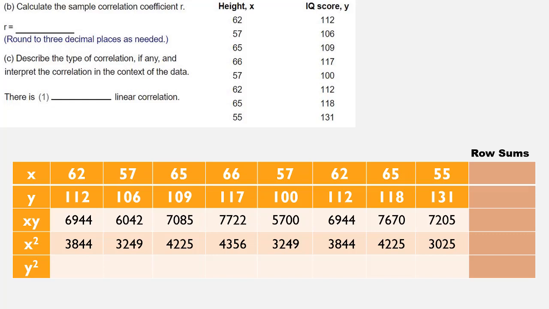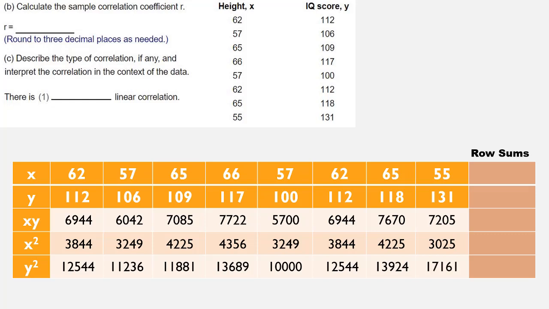Now we square all the y values. 112 squared is 12,544. 106 squared is 11,236. 109 squared is 11,881. 117 squared is 13,689. 100 squared is 10,000. 112 squared is 12,544. 118 squared is 13,924. And 131 squared is 17,161.